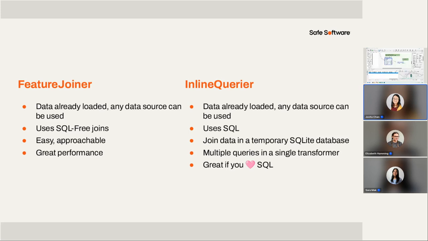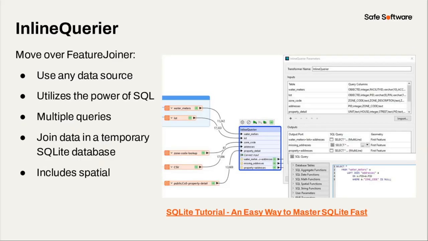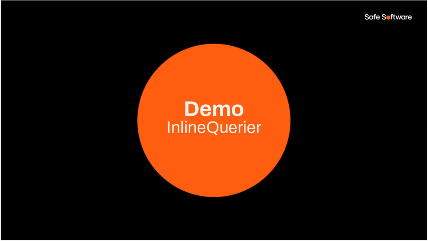So with the inline querier, what's really cool about it is that you can have multiple queries in a single transformer. So you're going to see the workspace in a second. So move over, feature joiner. The inline querier allows you to use it against any data source, uses the power of SQL with multiple queries, and it also includes spatial if you have spatial columns. So I believe this slide takes us into the workspace.